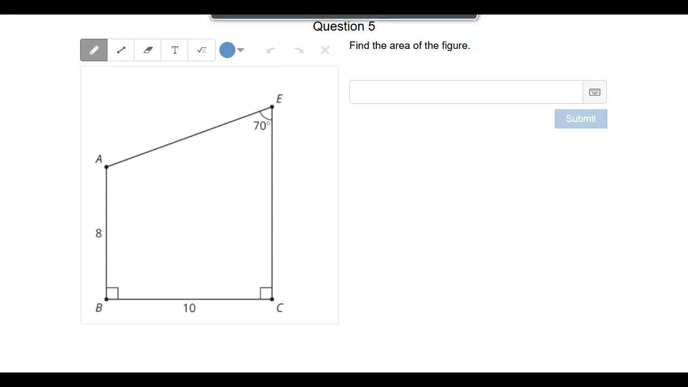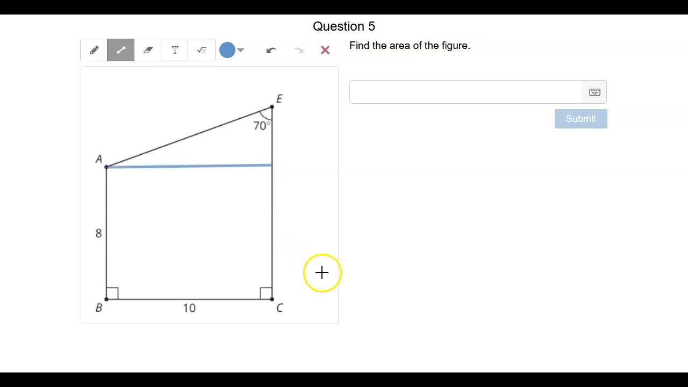Question 5, find the area of the figure. So we're going to do a little bit of hijinks like we did in the last one. We're going to take this part right here. We're going to go from A to the opposite side over here, because I know that if I draw a line that's perpendicular to this side, then that's going to give me a rectangle and a triangle, and then I just have to figure out what I get when I add those two areas together.